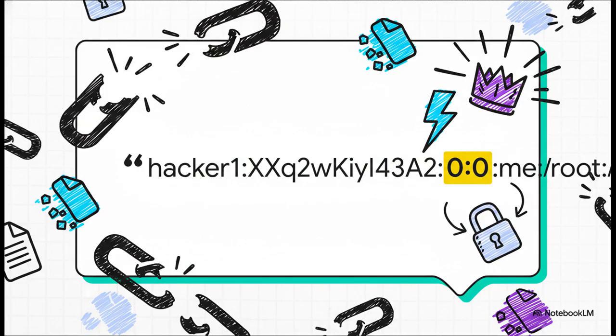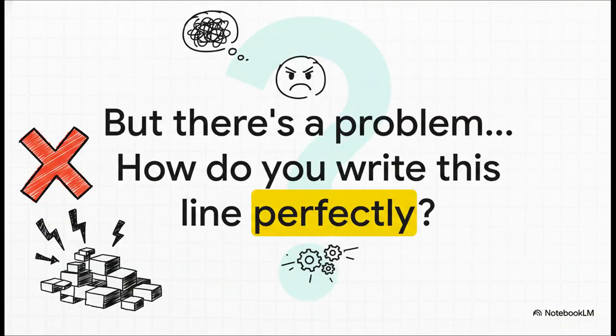It's perfectly crafted to create a new user called Hacker1. But look really close at those two zeros. That's the user ID and the group ID. On any Linux system, ID 0 means one thing. Root. The super user. The boss. But there's a problem. A big one. The attacker hits a wall, a snag that could just blow up the whole plan.